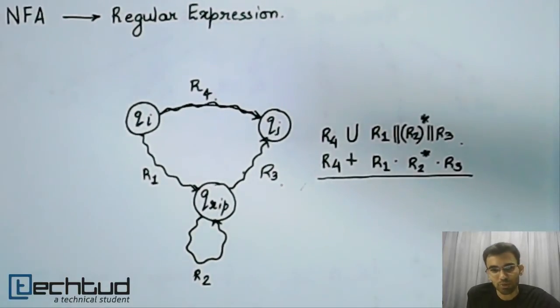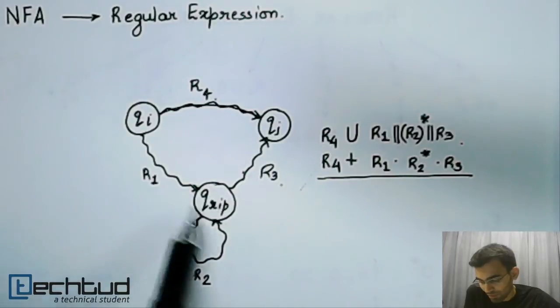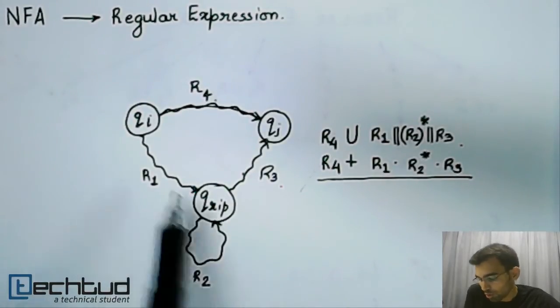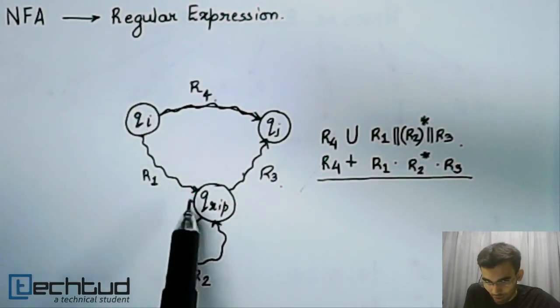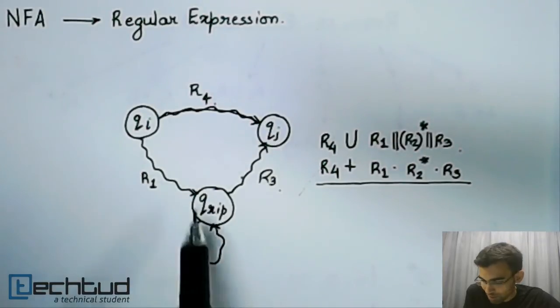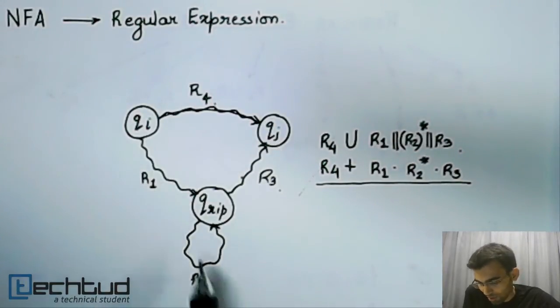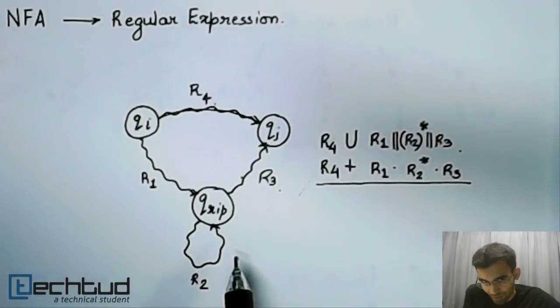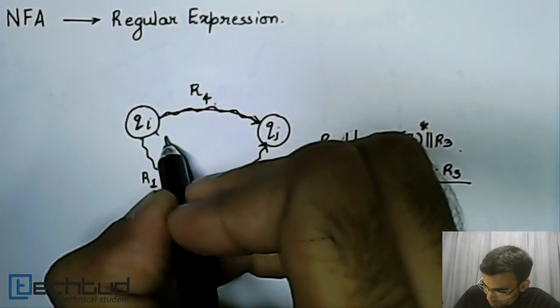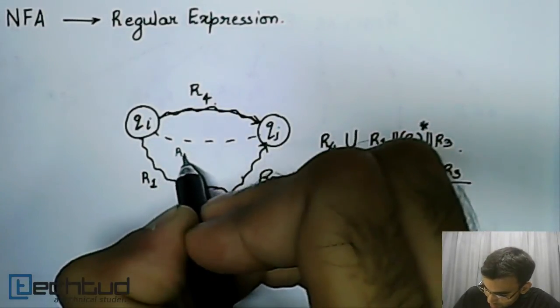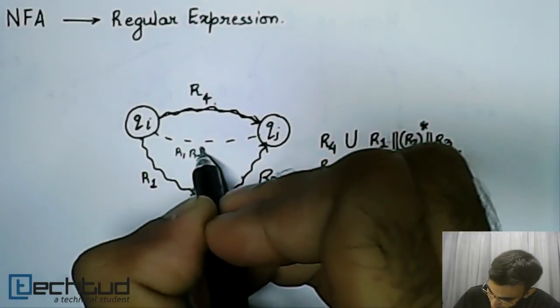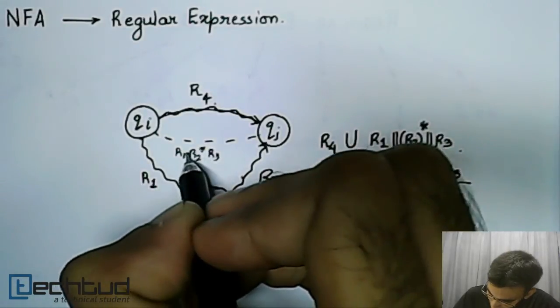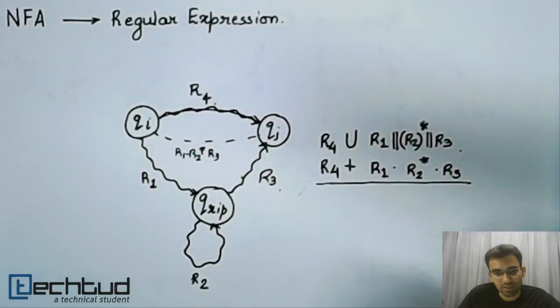What is Qrip? Qrip is a state that we are going to rip out of the system. If we rip the state out of the system, we will also lose all paths that go from Qi to Qj through Qrip. So we need to add the regular expression R1, R2, R3 on a transition from Qi to Qj. So we add R1, R2 star, R3 on this transition. This is a dummy transition.